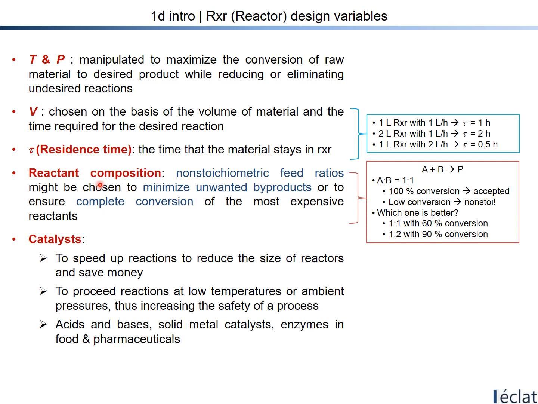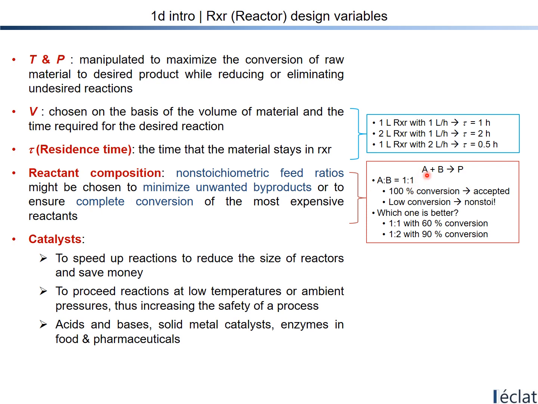Reactant composition. Sometimes we could use the stoichiometric feed ratio. Sometimes we could use non-stoichiometric feed ratios. The non-stoichiometric feed ratios might be chosen to minimize unwanted byproducts or to ensure complete conversion of the most expensive reactants.